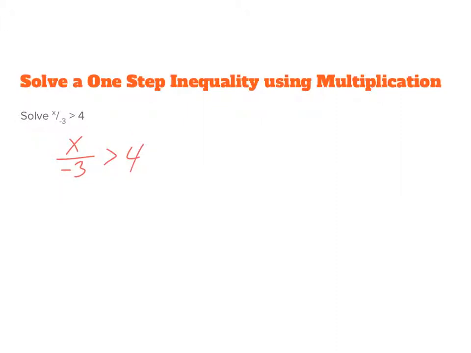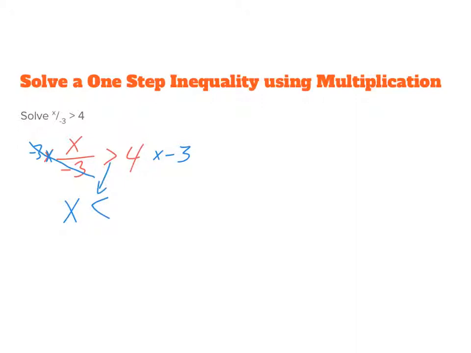So for our first example, we have x divided by negative 3 is greater than 4. Okay, so right now x is being divided by a negative 3. So in order to undo that, I need to multiply by a negative 3. And if I multiply the left side by a negative 3, I have to multiply the right side by a negative 3 as well. Just like before, on the left side, the negative 3's are going to cancel, leaving just x. But now, the inequality was greater than. It's going to flip to becoming less than because I multiplied by a negative.